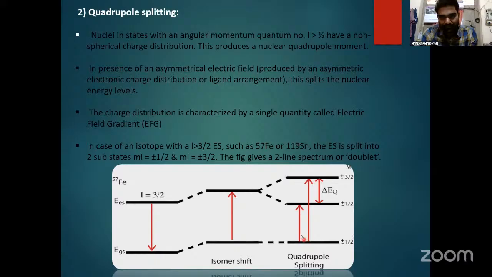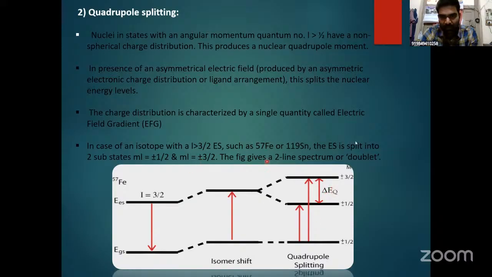The figure gives a two-line spectrum, or doublet. Here you can observe this is the excited state, this is the ground state, this is the ferrous atom, which has mass number 57. This is the quadrupole moment, angular momentum number I equals 3/2. It releases and goes to the ground state. When the isomer shift occurs, it goes from the ground state to the excited state. So the quadrupole splitting is here. It may go from minus half to plus half, or plus half to plus 3/2. The energy difference, delta EQ, can be taken.